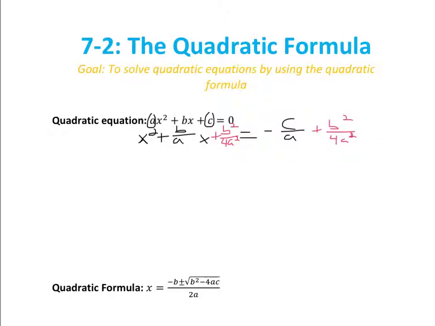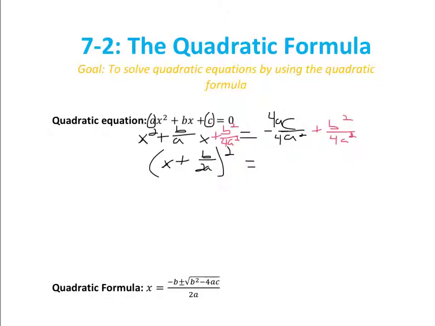And now we've completed the square. So since we completed the square, we can rewrite this left side as x plus b over 2a, quantity squared. And this right side, we need a common denominator, which luckily, back in chapter 5, we learned how to do with these variables. We need this to be a 4a squared, so I'm going to multiply the top and bottom of this by 4a, 4a over 4a to get a 4a squared. So I'm going to change this denominator to 4a squared, and this top is going to be negative 4ac.